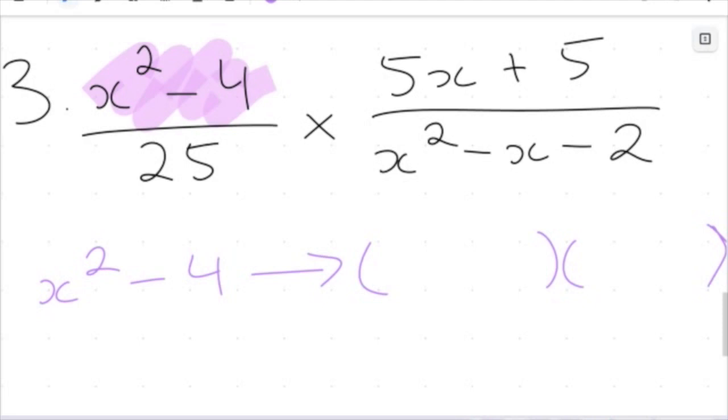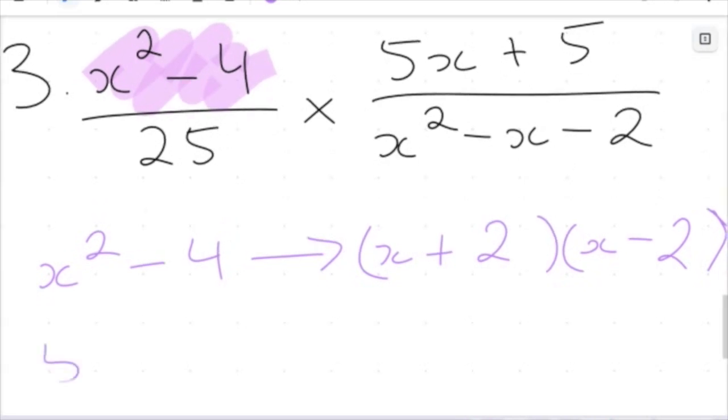There are 2 numbers that multiply to give us both of these terms. That's how we know they are perfect square numbers. So my x is going to go here, and remember my signs in the 2 brackets are going to be opposite, because those middle terms, these x's, are going to cancel themselves out. And that's going to leave us with x plus 2, x minus 2 over here. So that is this first thing written in factorized form.